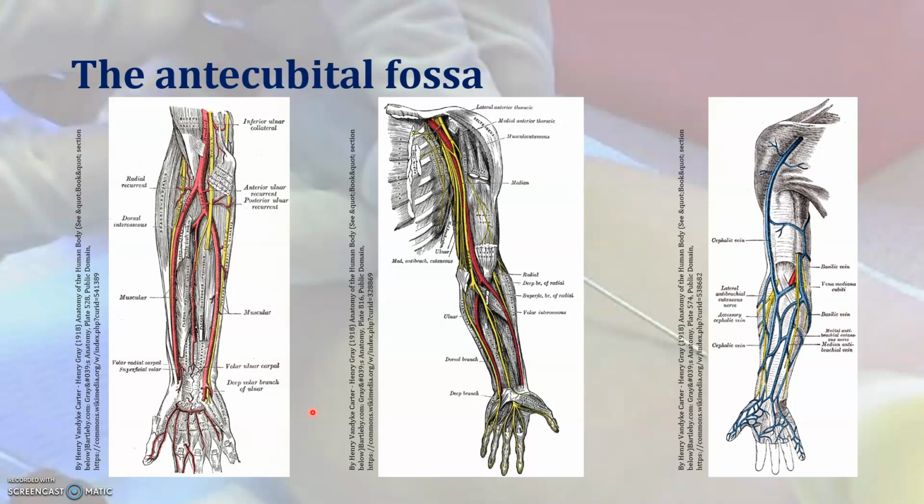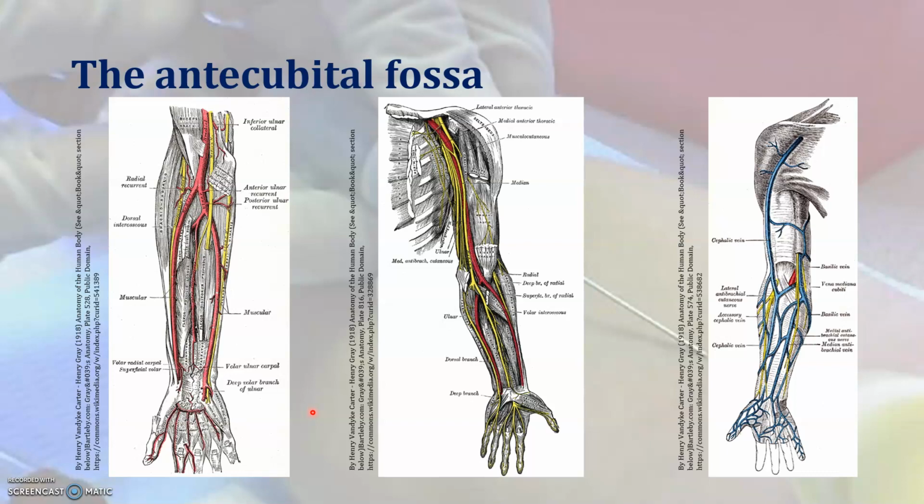The main nerve running through the antecubital fossa is the median nerve, and it runs on the medial side of the brachial artery through the fossa. It's also important to remember that the radial nerve also runs through the antecubital fossa at its lateral border, so just close to the edge of brachioradialis. In contrast, the ulnar nerve does not run in the antecubital fossa.